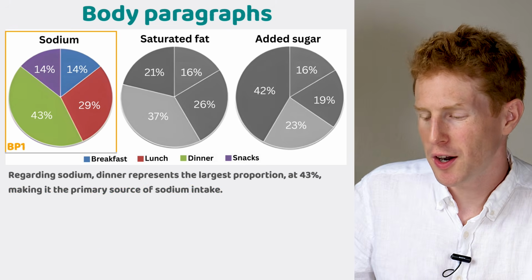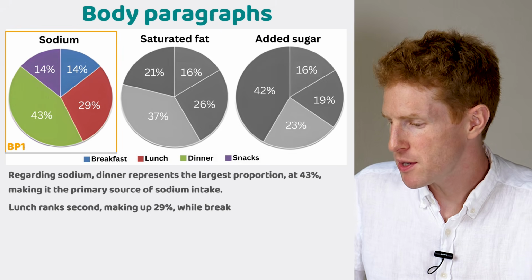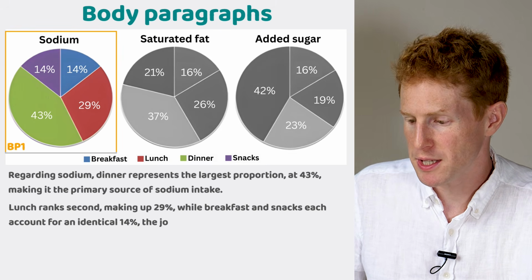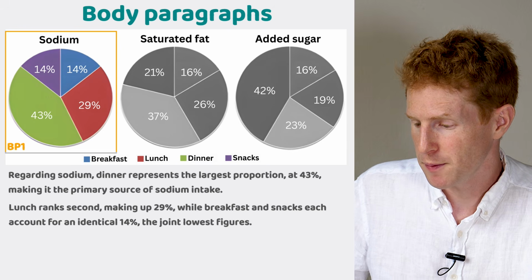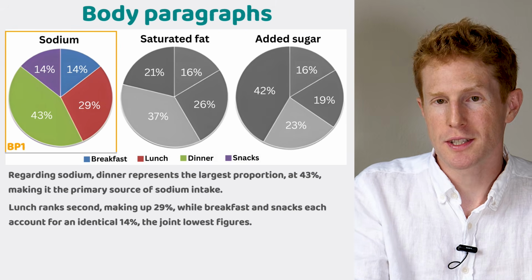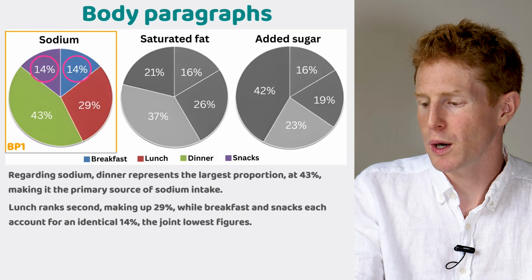Let's continue our answer. Lunch ranks second, making up 29%, while breakfast and snacks each account for an identical 14%, the joint lowest figure. Okay, notice that I've organized my body paragraphs into a logical way, and then even within the body paragraph, I've organized the content in a logical way. I'm talking about the highest to the lowest. In this case, I talk about dinner first, and then lunch, and then breakfast and snacks.